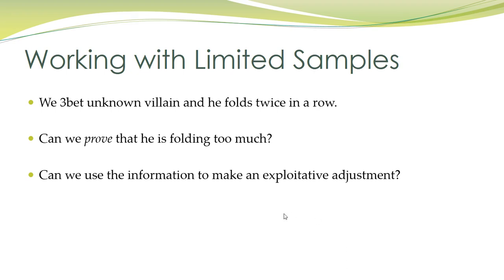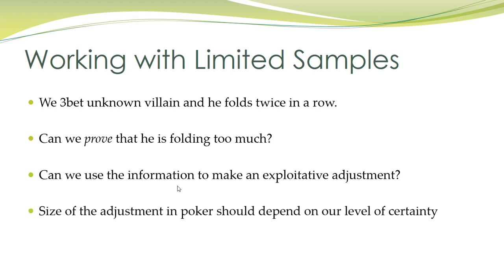How wide should we go though? We see a guy's folding 2 of 2. Should we suddenly just start 3-betting any 2 cards, assuming that he's folding way too much? Probably not, because the quality of our information there is not very good. The sample size is very limited. So we can use that information to make exploitative assumptions, but we don't want to push that out too far given that the sample size on the information is limited.